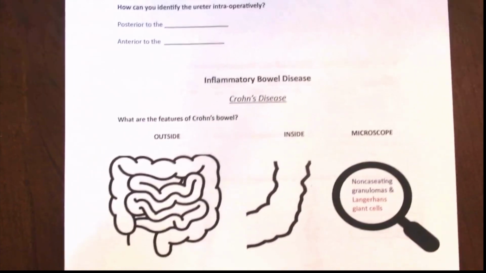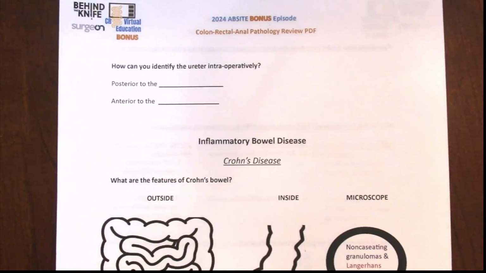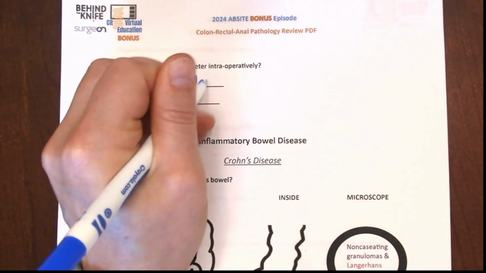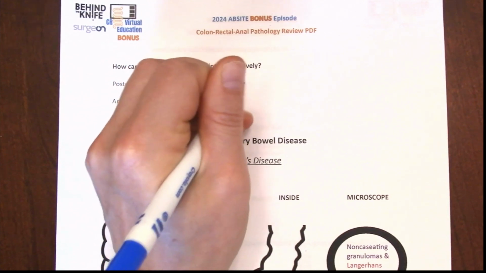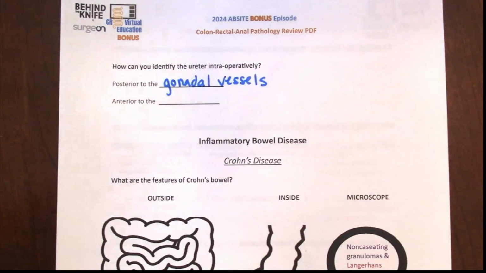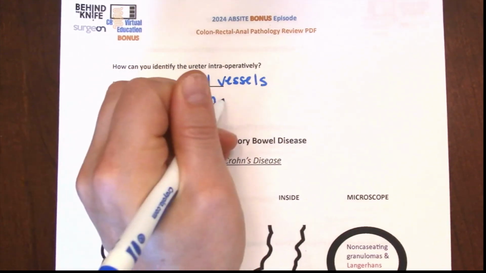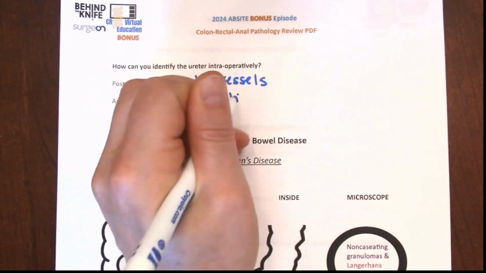As colorectal surgeons, we're always looking for the ureter. So what are your landmarks for finding the ureter? The ureter courses posterior to gonadal vessels and anterior to the common iliacs.